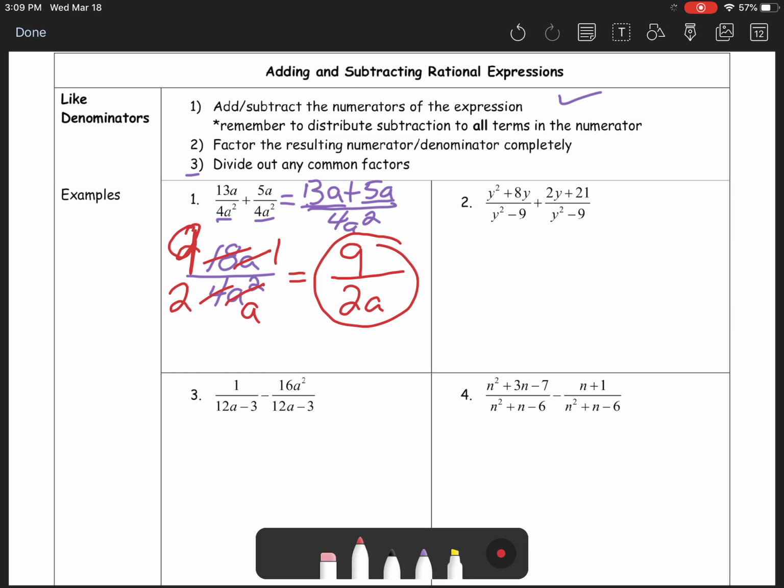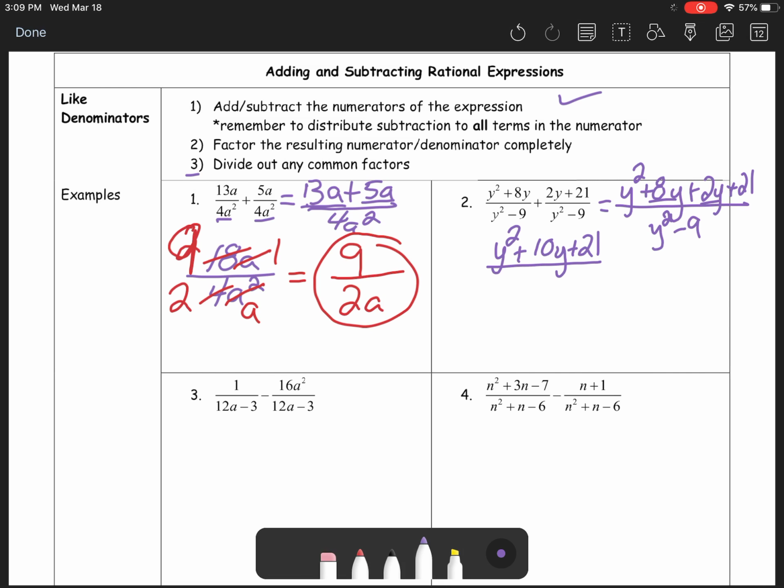But if not, I'm going to go through a few more examples, especially the subtraction, because it gets a little dicey. So for number 2, I have common denominators again, so I add across. So this is going to be y squared plus 8y plus 2y plus 21 over y squared minus 9. I look here, I have an 8y and a 2y, so I simplify. So I have y squared plus 10y plus 21 all over y squared minus 9.